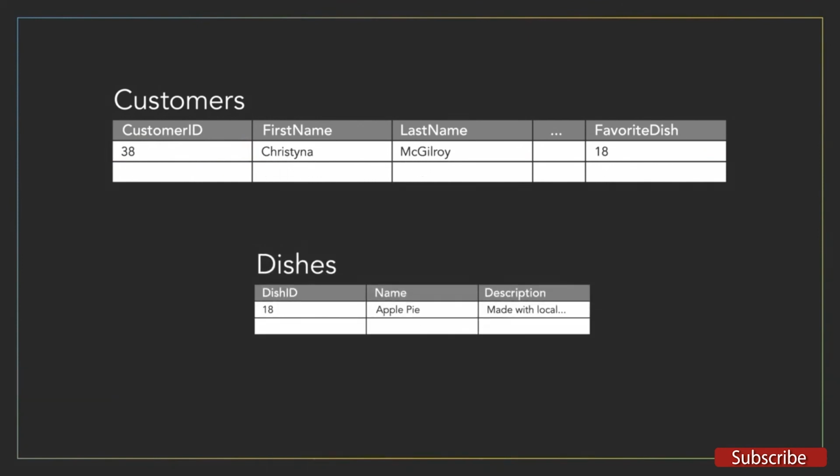However, this is not something we want to do with all of our data. If we delete a customer, we don't want their favorite dish to be removed from our dishes table. That dish is still available to other customers and is still on our menu.